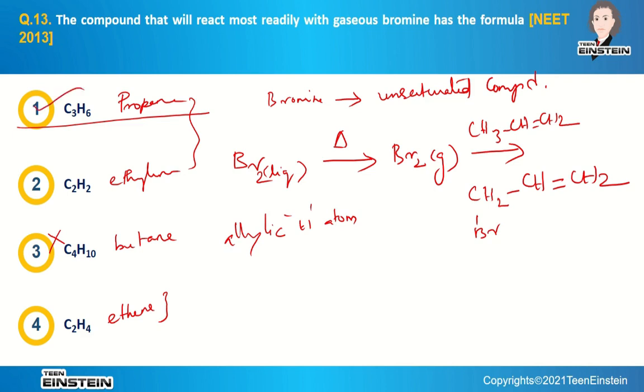For the reaction of gaseous bromine, the compound must have an allylic hydrogen atom. So the correct option is option number 1, that is propene.